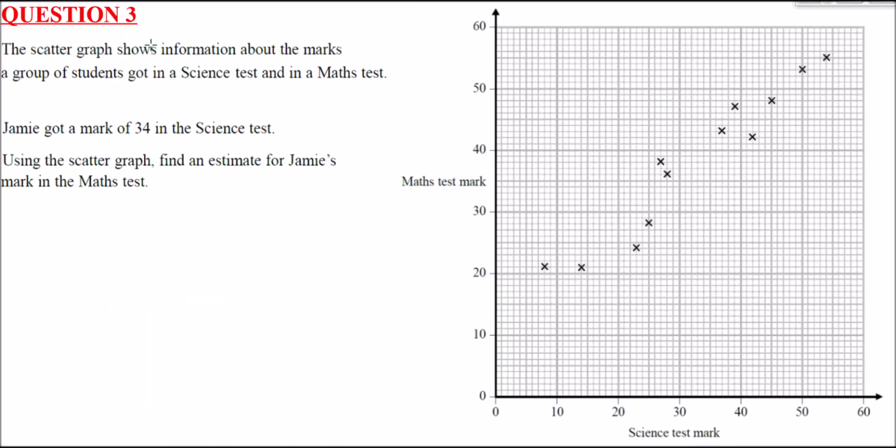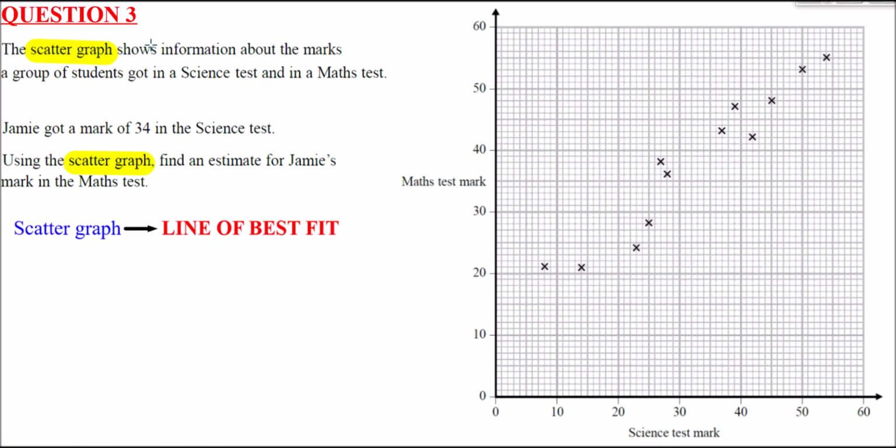Question 3, we have a scatter graph. I'm not even going to talk through anything else. I'm just going to focus on the fact it's a scatter graph. Whenever you see a scatter graph, always be thinking it's going to relate at some point to a line of best fit. Almost always. I can't recall the last scatter graph question I saw where you don't need to do a line of best fit. So, scatter graph implies do a line of best fit.